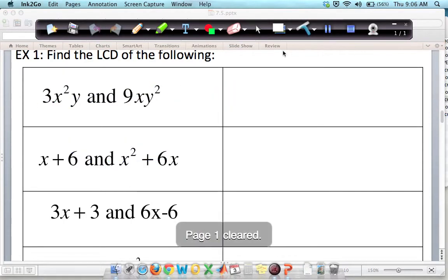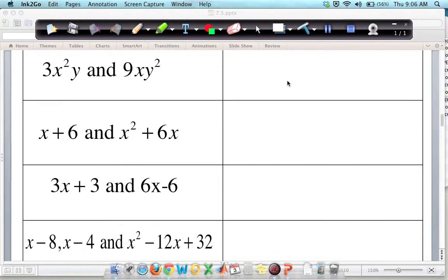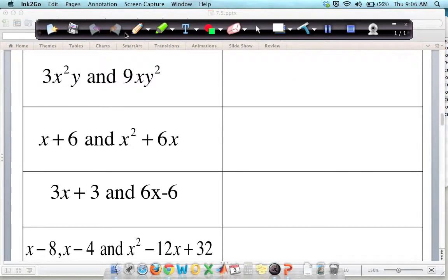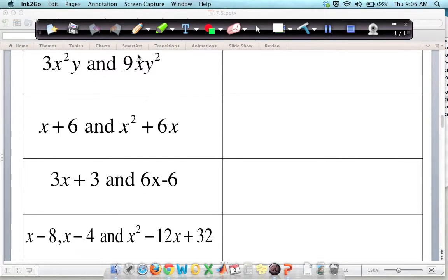Okay, so we're going to find the LCD of the following. Let's start with 3x squared y and 9xy squared. So we first start with the number. Well, actually, first we start to see if there's anything I can factor or pull out, and there isn't. These are as simplified as they can be. So we're going to go in order and start with the numbers 3 and 9. The LCD of 3 and 9 is 9. That's the first number both 3 and 9 divide into evenly.